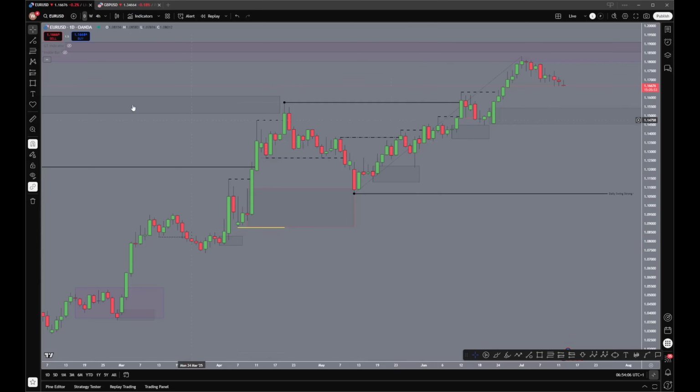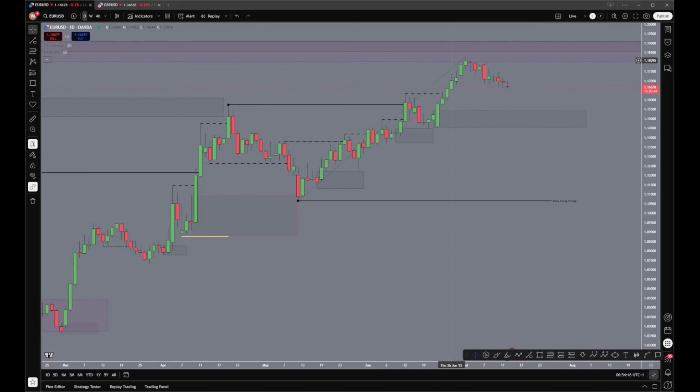So let's get straight into it on the euro dollar on the daily. We can see that the daily swing structure is bullish and the internal structure is bullish. We have mitigated this weekly supply, and since we've mitigated this weekly supply, we are starting to see this pullback.